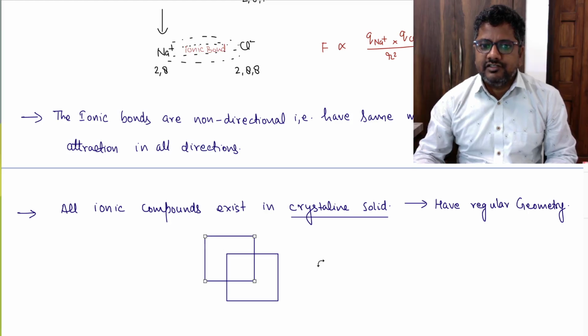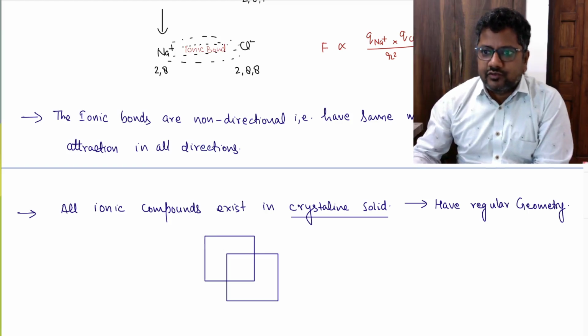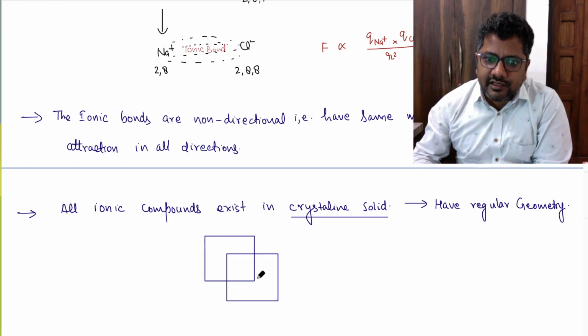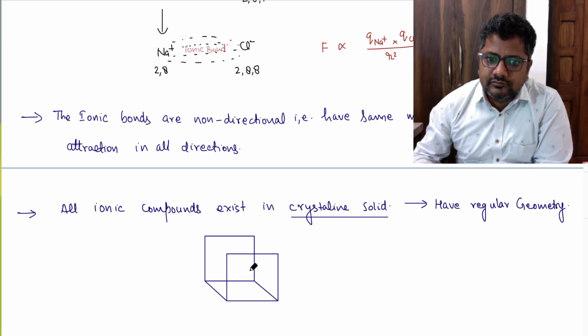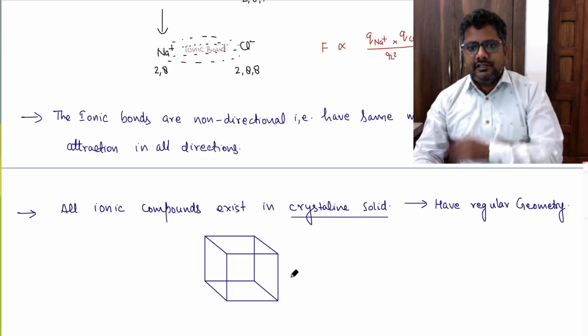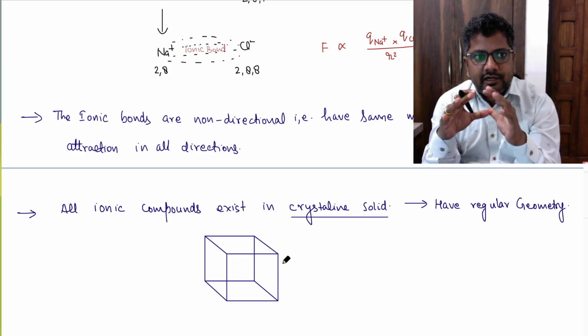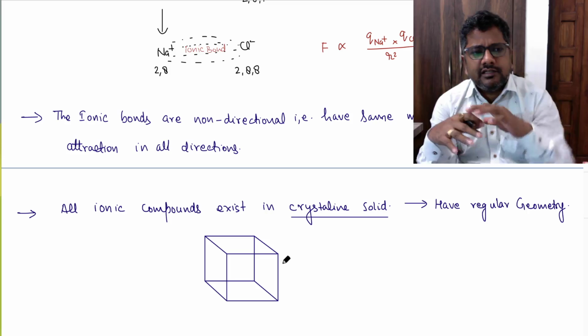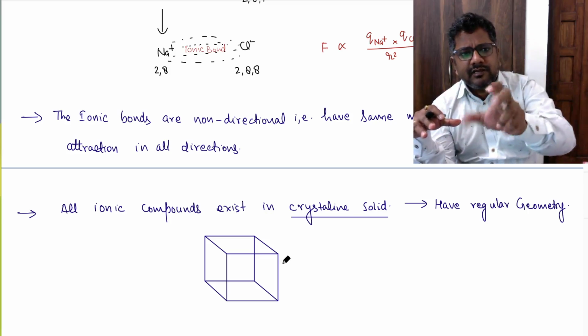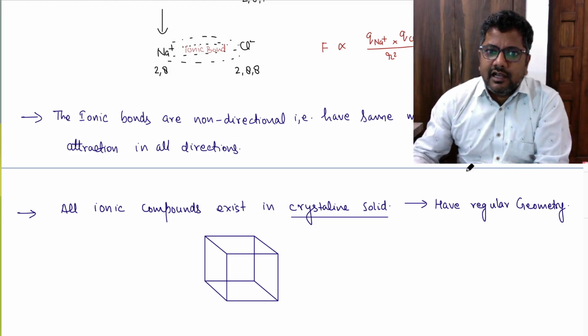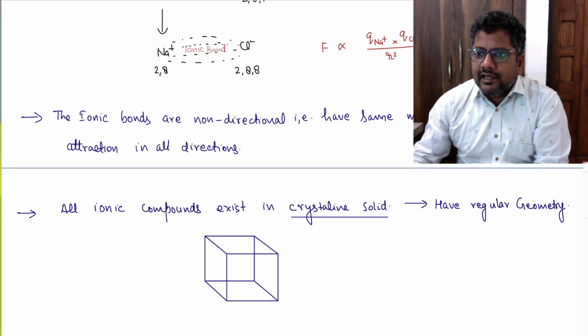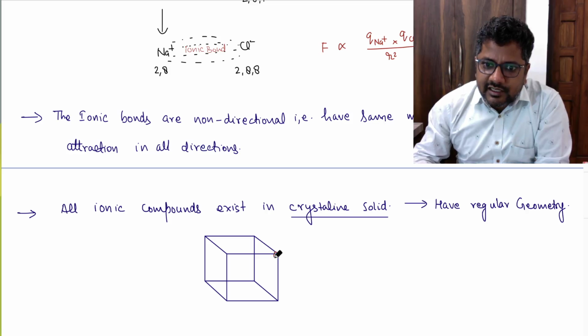I am telling you the exact lattice of sodium chloride in which it exists in nature. See, this is a cubic unit cell. This is one unit cell of sodium chloride. If you take a sodium chloride crystal, it has n number of this type of cubic units, right? And the chloride ion exists at each corner.